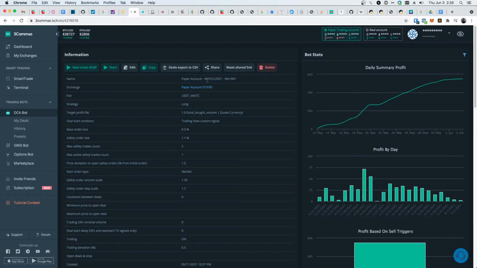And that's why I picked Matic here. Basically, if you were to put in what they call a safety order, and you make it a little bit more than double, and I went just 1.1, the math works out in your favor if the market comes against you. In this case, Matic was paired with USDT, which is what I had available on the paper trading account.